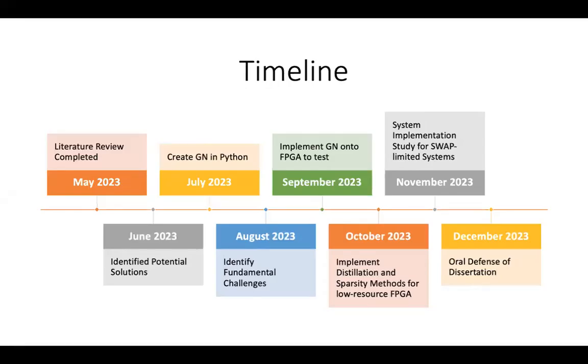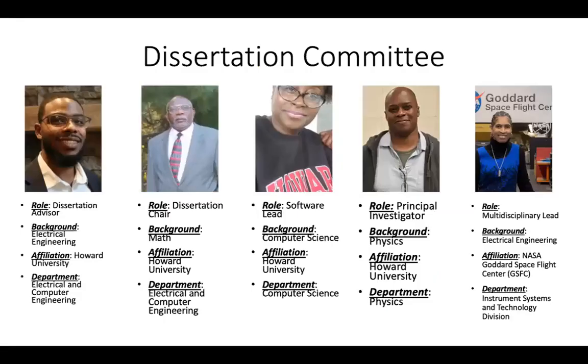So this is really my timeline. Like I said, my literature review is completed. I identified potential solutions last month, and right now I'm in the current stages of actually creating the graph network. Next month will be identifying the fundamental challenges, which also goes along with defending this proposal in the middle of August. Then implementing the graph neural network on FPGA to test in September, doing some distillation methods in October, doing my SWaP study in November, and then getting ready to defend in December.